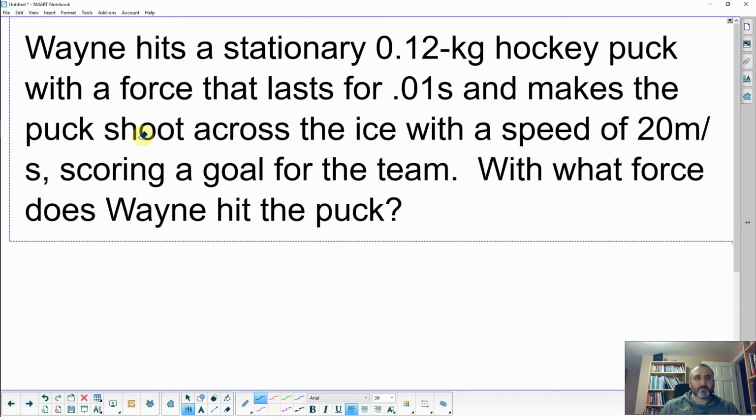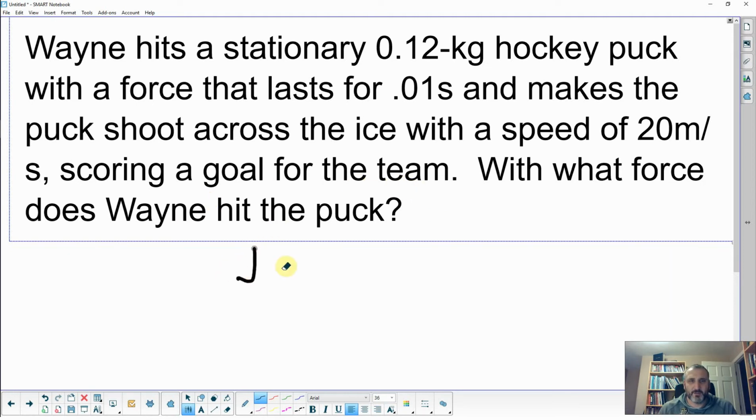Next up, Wayne. I'll give you a guess who Wayne is if we're talking about a hockey puck. Wayne hits a stationary 0.12 kilogram hockey puck with a force that lasts for 0.01 seconds, which is 1 times 10 to the negative 2. I know that's how they give it in the problem. It makes the puck shoot across the ice with a speed of 20 meters per second, scoring a goal for the team. What force does Wayne hit the puck with?